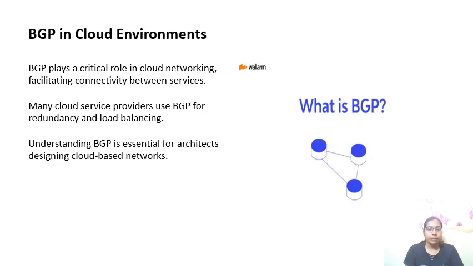BGP plays a crucial role in cloud networking, facilitating connectivity between services. Many cloud service providers use BGP for redundancy and load balancing. Understanding BGP is essential for architects designing cloud-based technology or cloud-based networks.